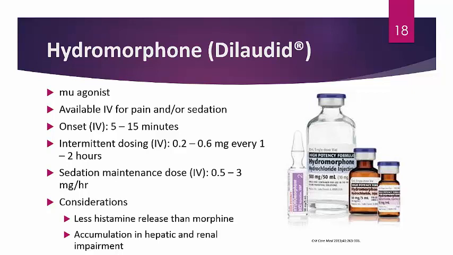In comparison to morphine, it has less histamine release, meaning that you'll have less hypotension. And it may be a little more preferable to morphine for the use of sedation, though it's not the most preferred. And we'll talk about that next when we talk about fentanyl. Like morphine, it also accumulates in hepatic and renal impairment.